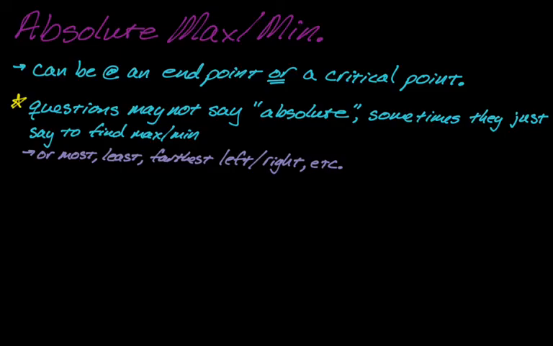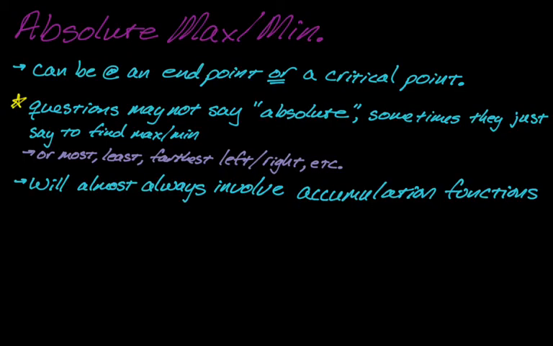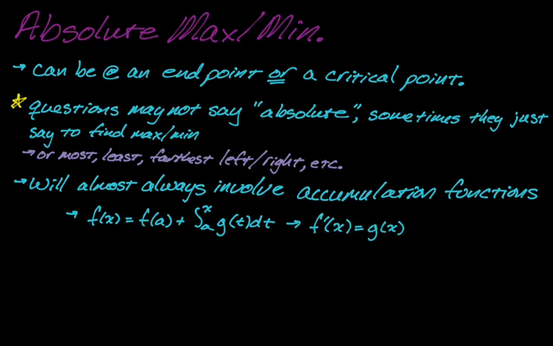These will almost always involve an accumulation function. An accumulation function is awesome. They're just functions that have integrals in them. So they look like this: F of x is basically f of a, the amount you're starting with, plus the integral from a to x of g of t dt, where g is the rate of change. What that means, by the second fundamental theorem, is that f prime of x is g of x. g of x is the derivative of f of x. So that's usually the setup.